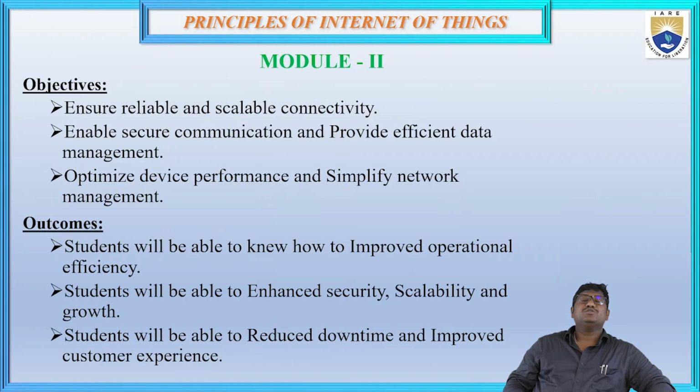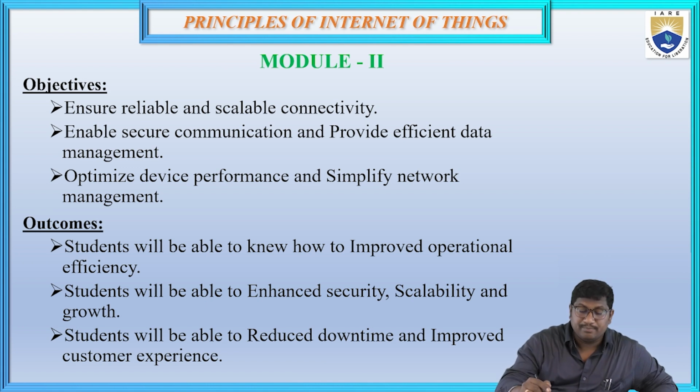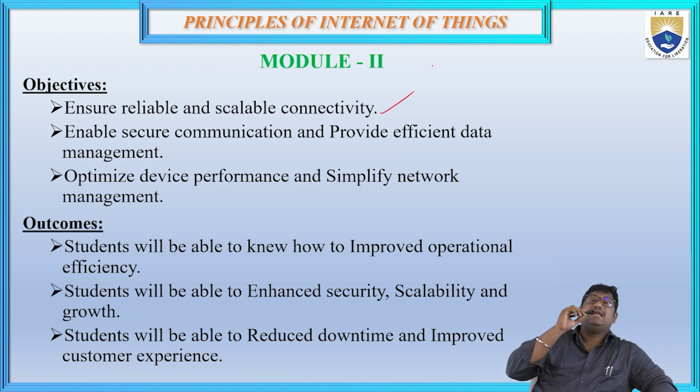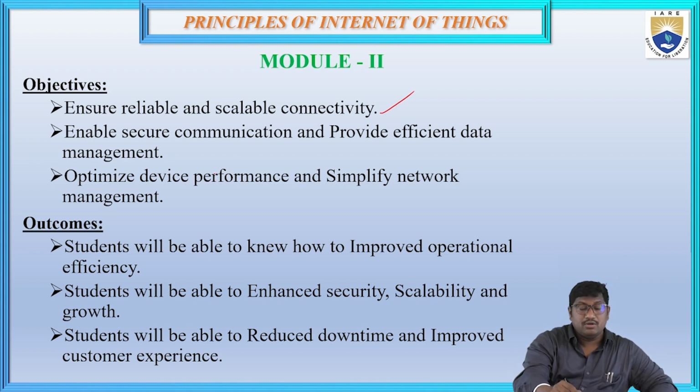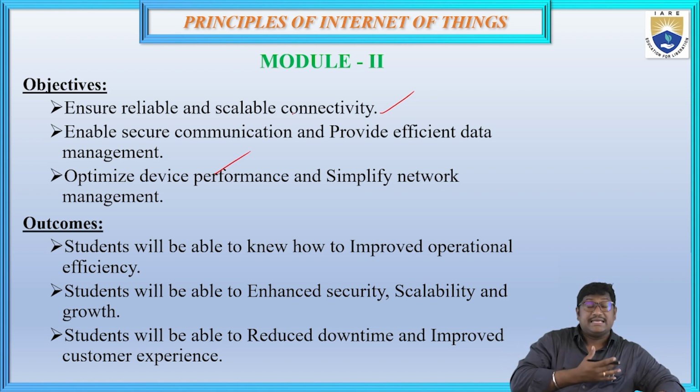The main objectives of IoT management and IoT networks are to improve the efficiency, reliability and scalability. We need to ensure how reliable and how scalable the connectivity is. You also need to enable secure communication for providing data management, optimize the device performance and simplify the network management.